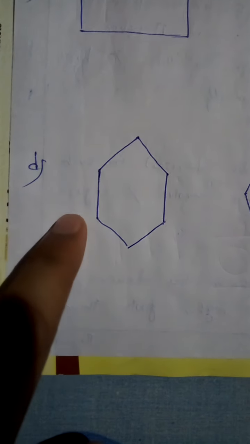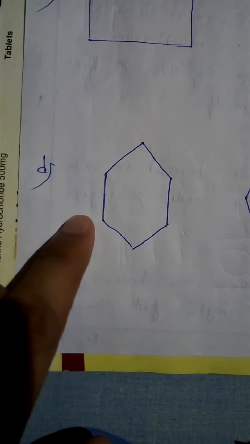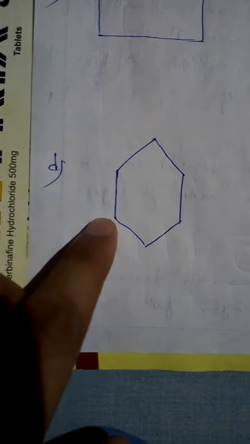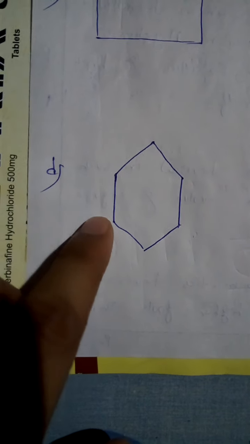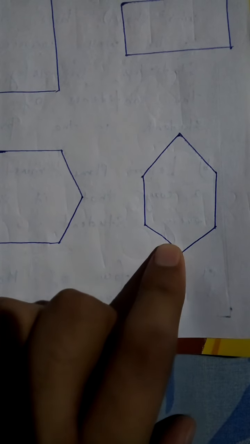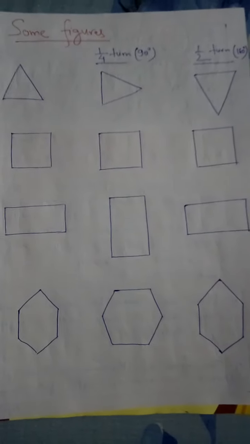And the last figure has 6 sides. This figure's name is hexagon. You have already done the lines of symmetry. There are 6 lines of symmetry. This hexagon after a 90 degree turn looks like this, and again after a 90 degree turn, that is 180 degree turn, it looks like this. Okay, I hope all these figures are clear to all of you.